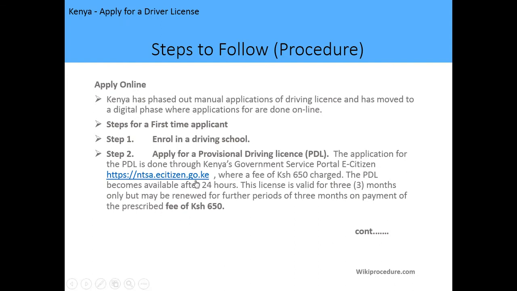Step 2, you need to apply for a provisional driving license. The application for the PDL is done through Kenya's government service portal, eCitizen, where a fee of Kenya shillings 650 is charged. The PDL becomes available after 24 hours, and the license is valid for 3 months only, but may be renewed for further periods of 3 months on payment of the prescribed fee of 650.